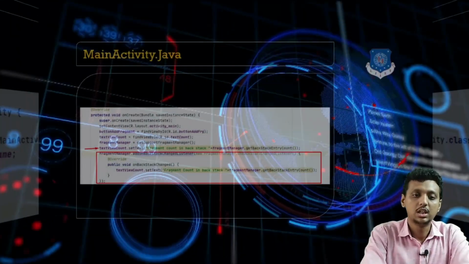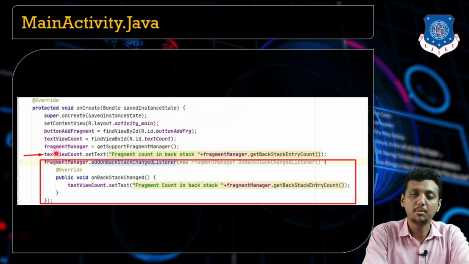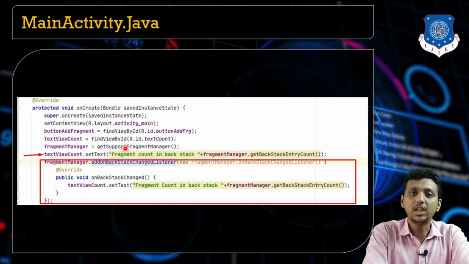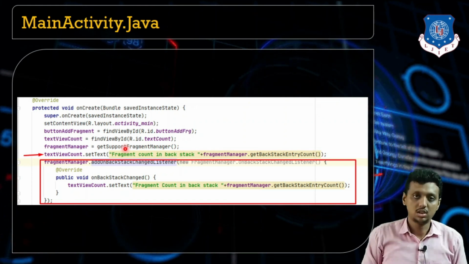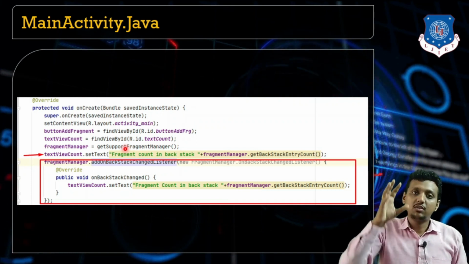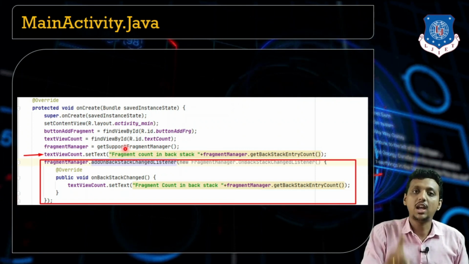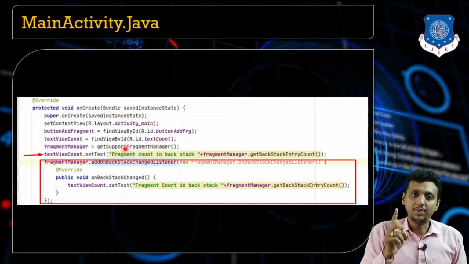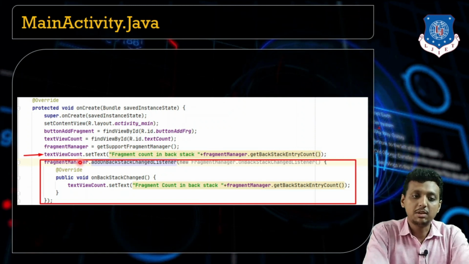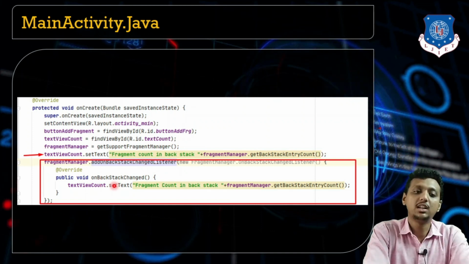Okay. Now, next. In the main activity, this is the main thing that you need to understand. The fragment manager should be initialized over here because we need to get the backstack count, that is how many fragments are there in the backstack. See, first when your activity screen launches, there is no backstack count. That means it should be 0. That's why we need to call the method at the very beginning. The method is fragment manager dot add on backstack changed listener, and the method is on backstack changed.